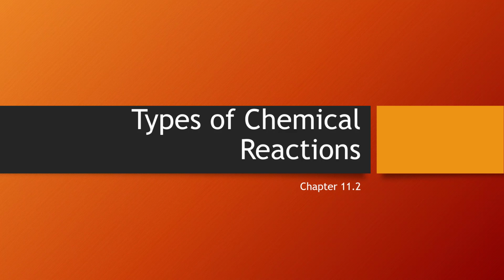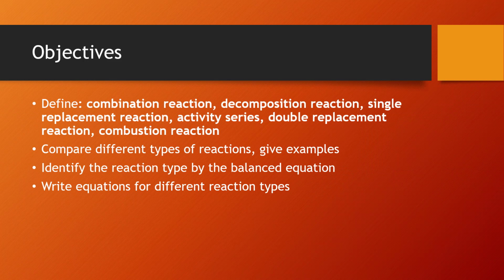There are different types of chemical reactions, so let's take a look at them. Be able to define combination reaction, decomposition reaction, single replacement reaction, activity series, double replacement reaction, and combustion reaction. And you may have noticed I didn't just define them for you. That's because I'm going to be doing each one on a separate slide. And this is actually pretty darn nifty with the examples. It's kind of a fun topic.